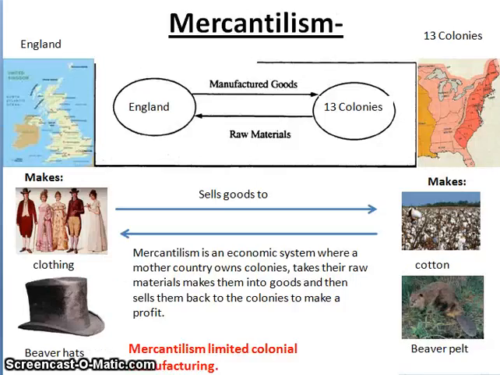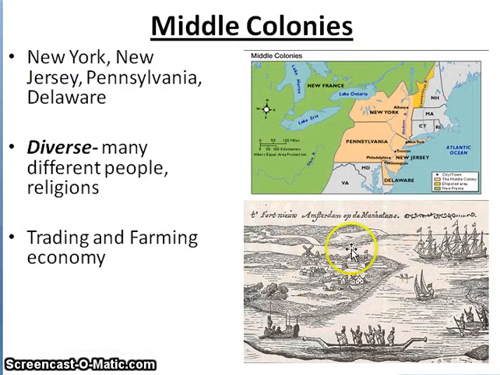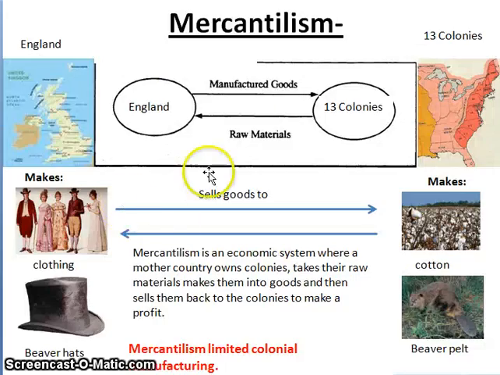Remember, the whole reason for these colonies to exist is to make their mother country, England, wealthy. So when we talk about tobacco being made in the southern colonies, or corn being grown in the middle colonies, or lumber being cut down in New England, all of those goods would be used to send back to England to trade and make money. And this was all about making England wealthy. And England was becoming more and more wealthy thanks to this mercantilist system and its American colonies.